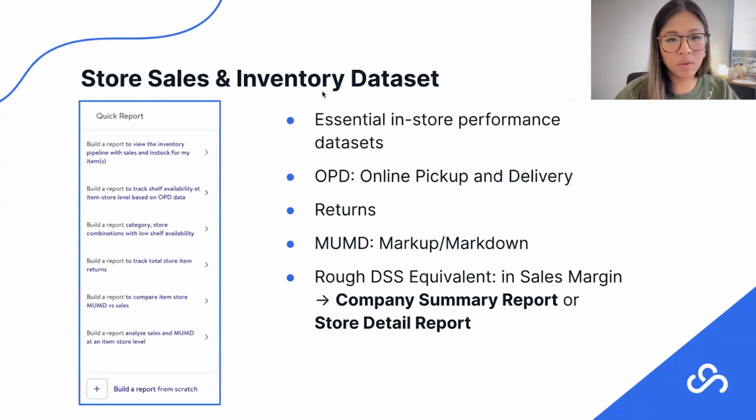It's very similar to the store reporting in DSS, when you go into DSS and open the very first folder. So it's essentially in-store performance data sets, OPD (online pickup and delivery), returns, markup, and markdown. As I mentioned, the rough DSS equivalent is the company summary report or the store detail report.